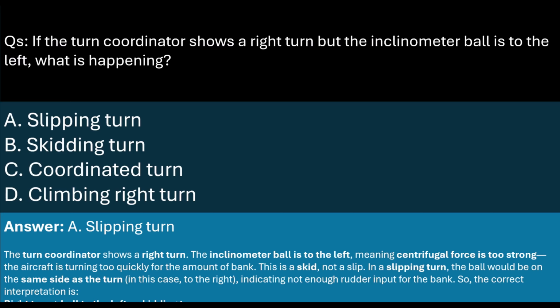So let's start with the explanation. The turn coordinator shows a right turn. The inclinometer ball is to the left, meaning centrifugal force is too strong. The aircraft is turning too quickly for the amount of bank. This is a skid, not a slip. In a slipping turn, the ball would be on the same side as the turn, indicating not enough rudder input for the bank. So the correct answer is slipping turn.